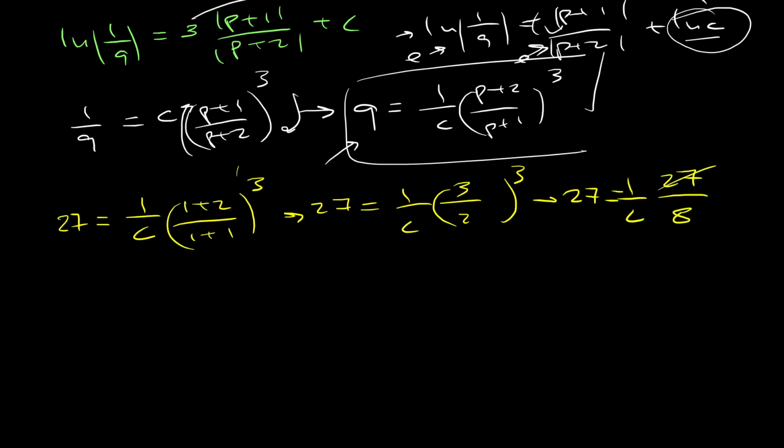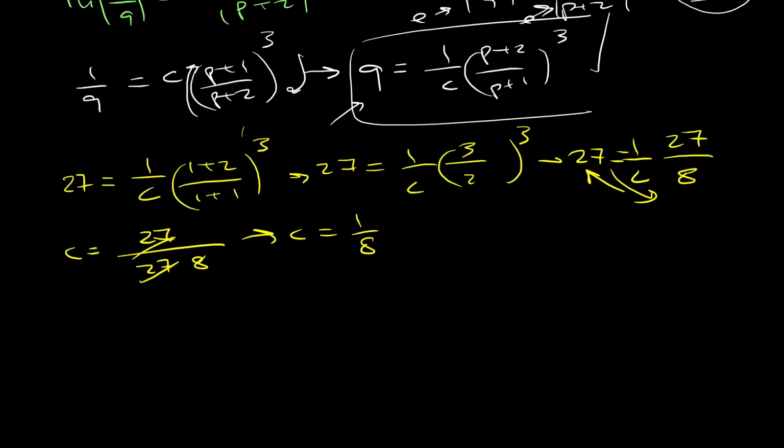So we can get this one, this comes out, and we get this one. So we can get c to that other side and 27 to this other side. So we get c is equal to 27 over 27, and then 8. This 27 goes away. So we have c is equal to 1 divided by 8. Now we can plug this back in the expression, and we just need to rearrange it in order to accommodate for 1 divided by 8. So q of p is equal to 8, and then we just rearrange the terms again. So it's p plus 2, and then p plus 1 to the third power. This is our final expression.